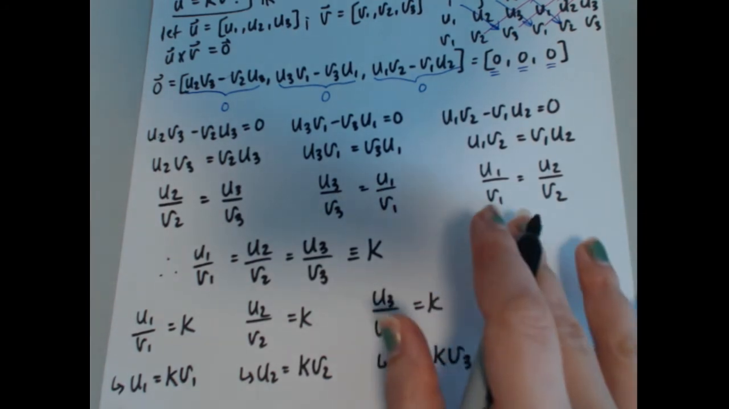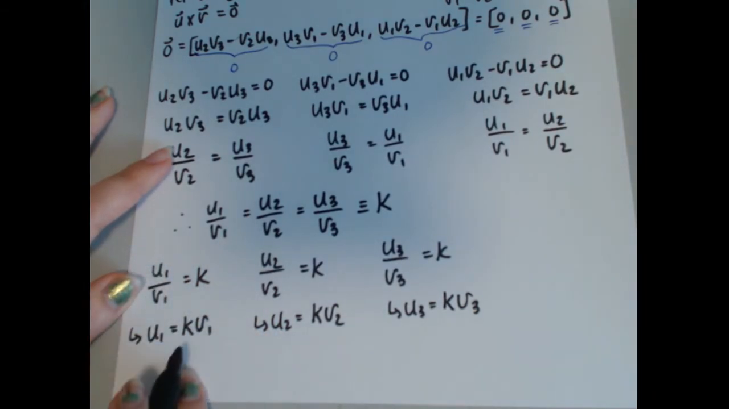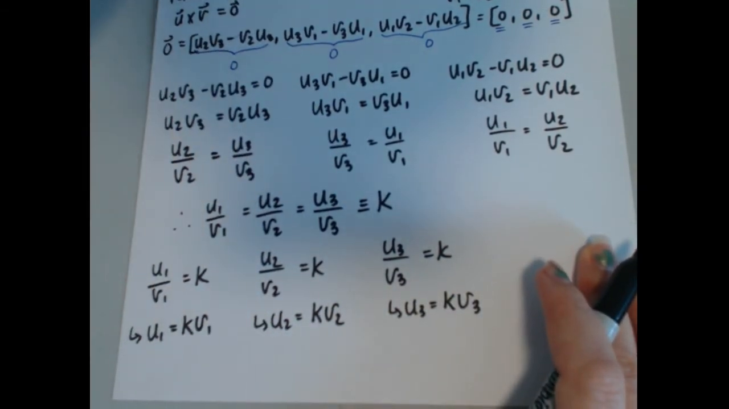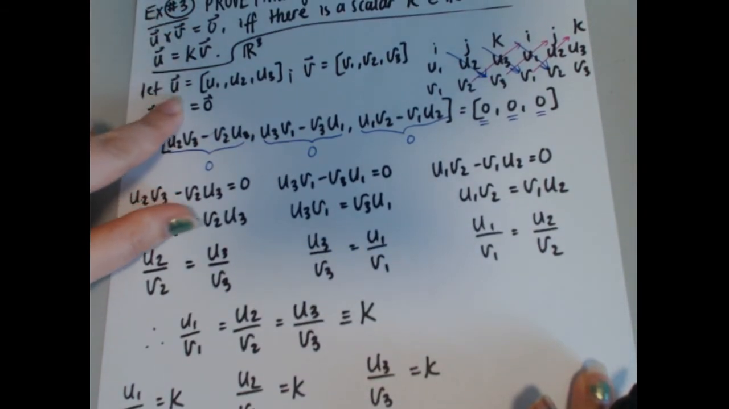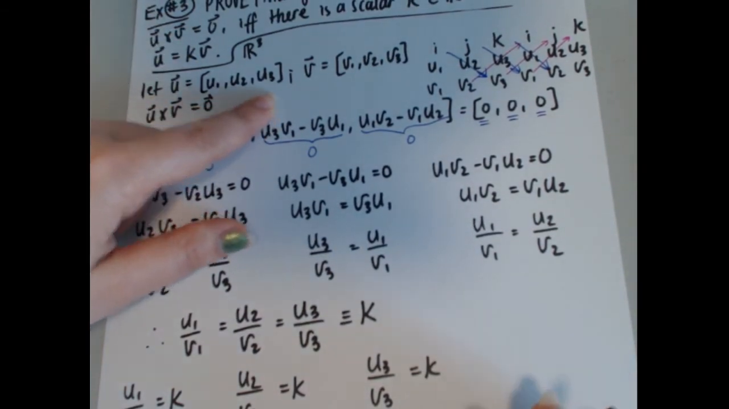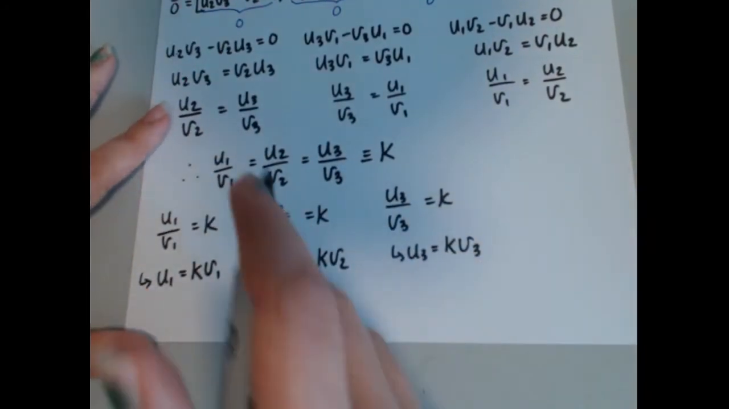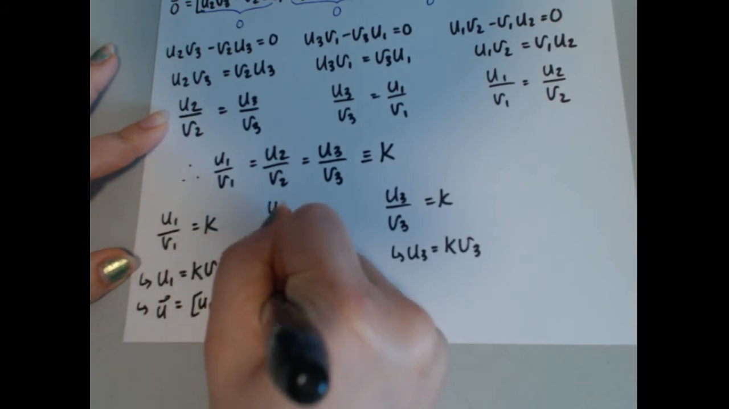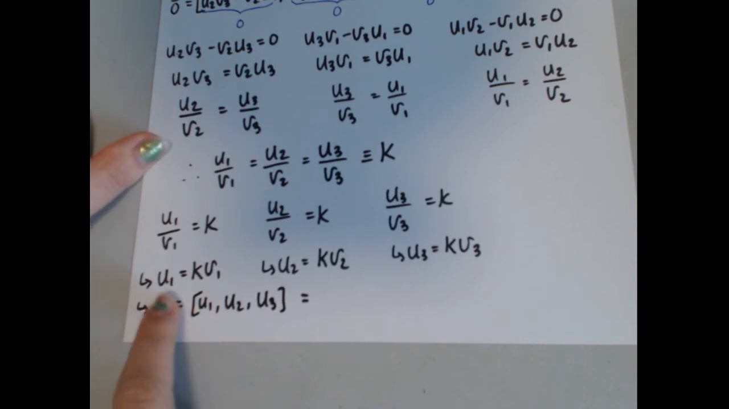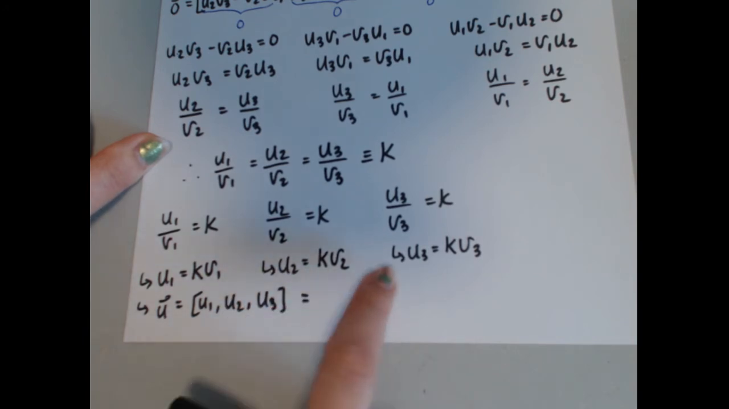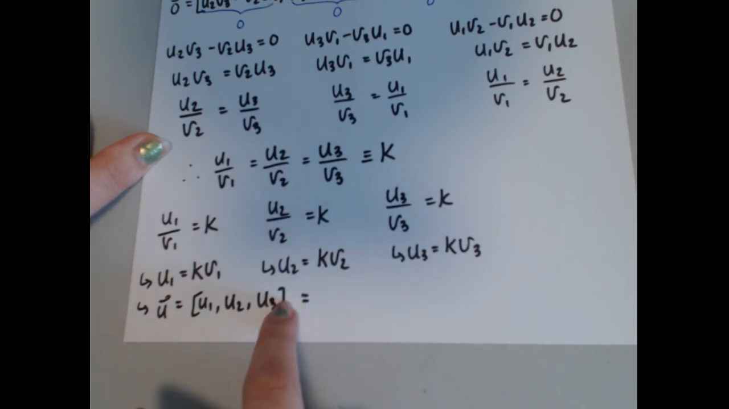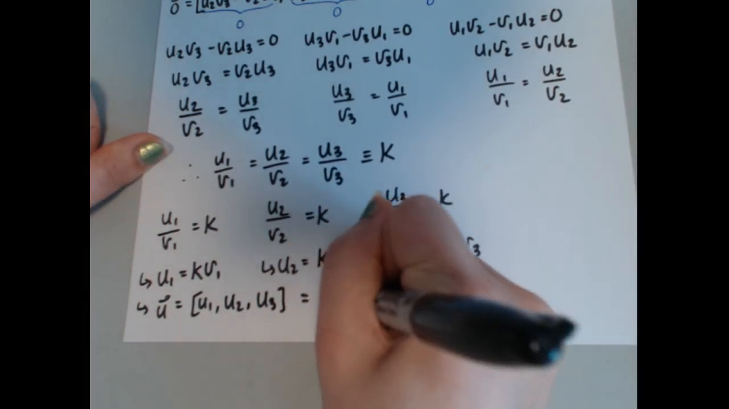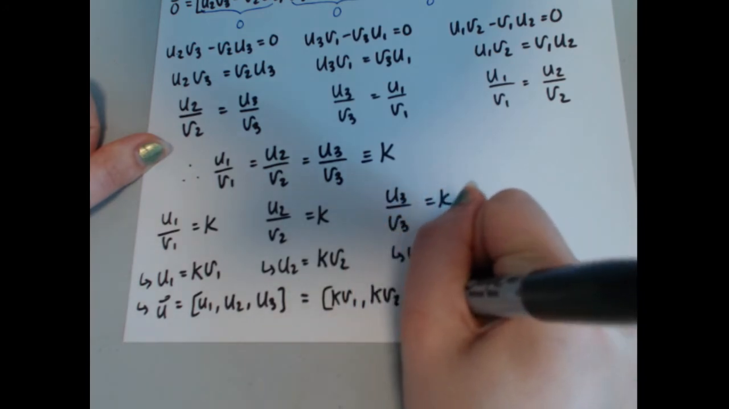Now this is where it starts getting fun. All right, so get your vector. If you remember my original vector u, I state up here at the top, vector u is u1, u2, u3. So let's rewrite that down here. Vector u is equal to u1, u2, u3. Well, guess what? u1 is the same as k times v1, so I'm going to write that here. u2 is the same as k times v2, so that's going to go in the middle slot. And u3 is the same as k times v3, so that's going to go in the last slot. So kv1, kv2, kv3.